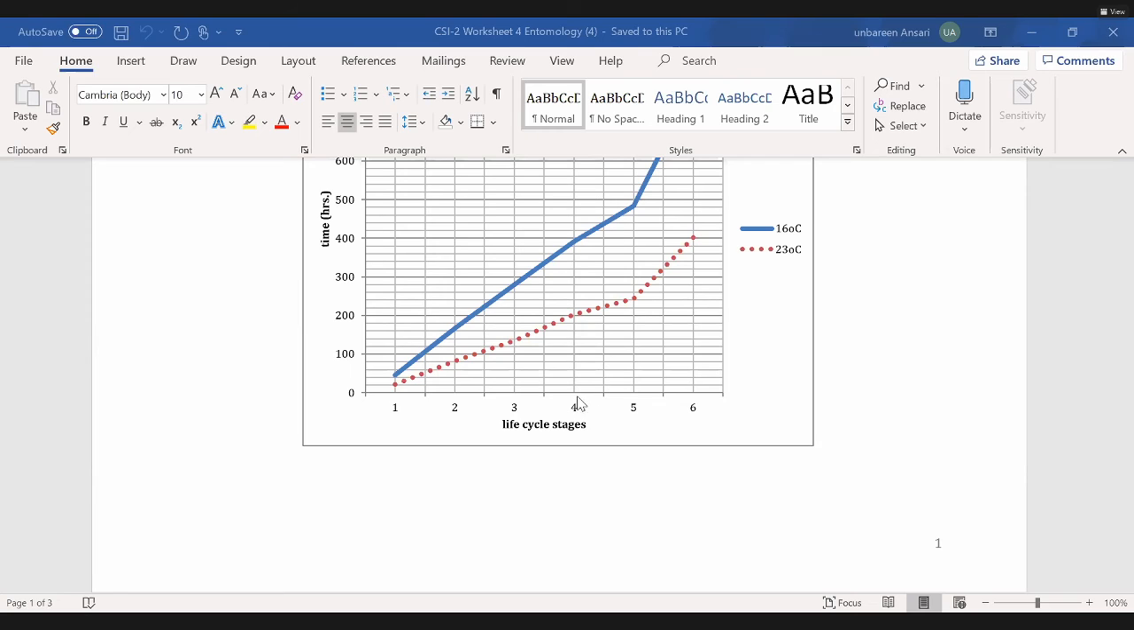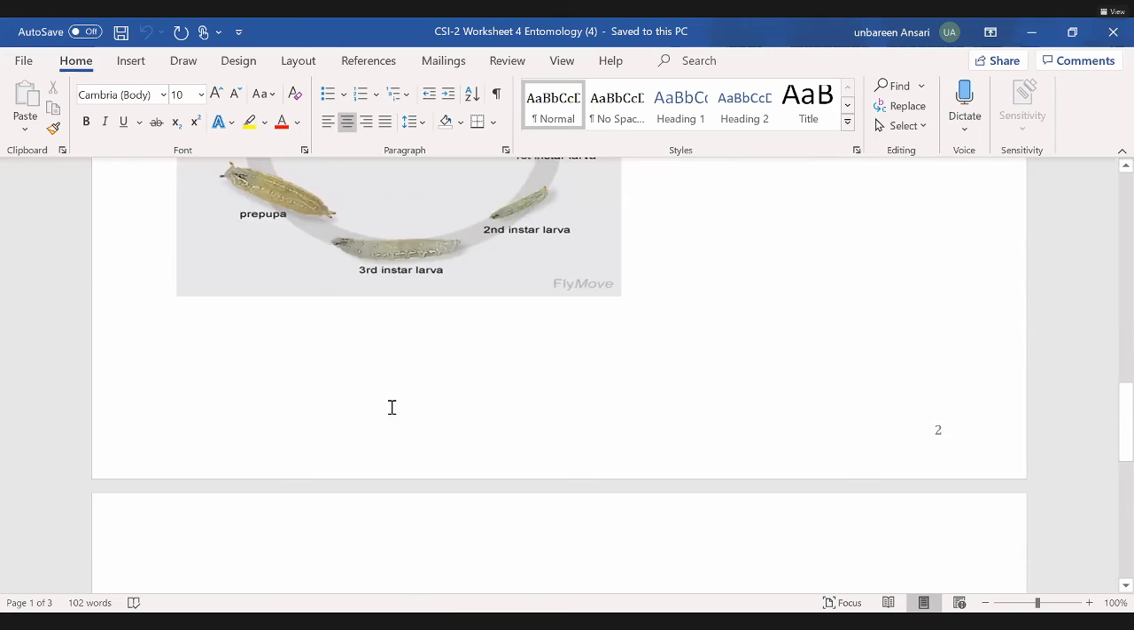Look over here. Prepupal is 4, and it says at 23 degrees centigrade, how long is the postmortem interval? How long does it take? So I'm going to draw a vertical line all the way to the 23 degrees centigrade dotted line, and then a horizontal line all the way to the y-axis. What is the time interval? What's that number here? I think that's 200. Yes, that's 200 hours, right? So it takes 200 hours for the prepupal stage to develop postmortem at 23 degrees centigrade, okay?